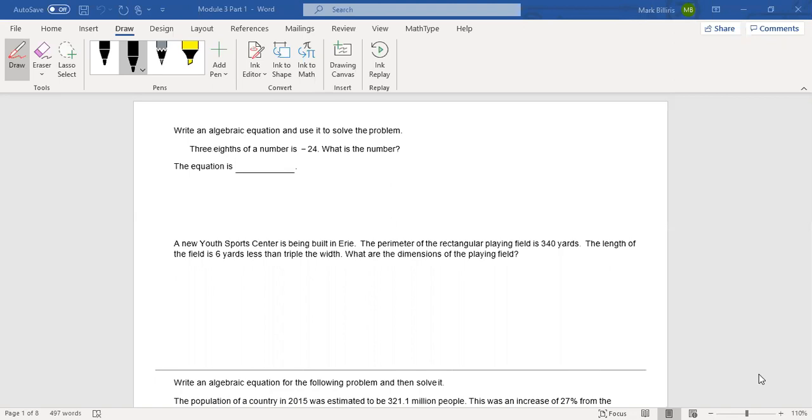So the first one says, write an algebraic equation and use it to solve the problem. 3/8 of a number is 24. So it's good to know some of the key words. The word "of" usually means multiplication. "Is" usually means equals. So in this problem, the equation is what we'll write first.